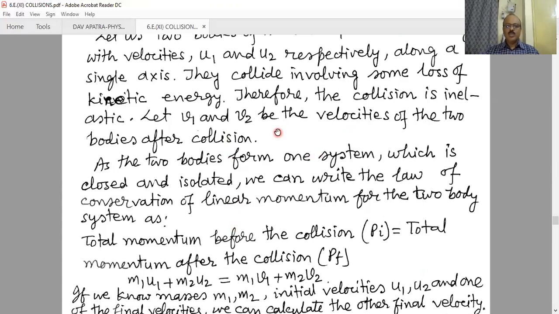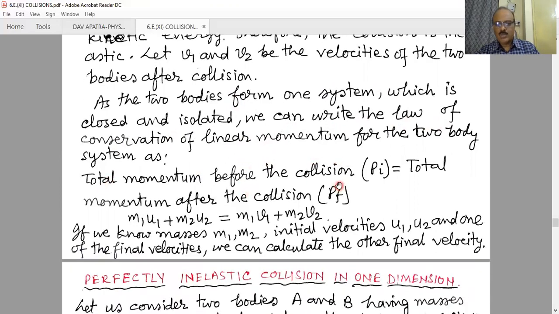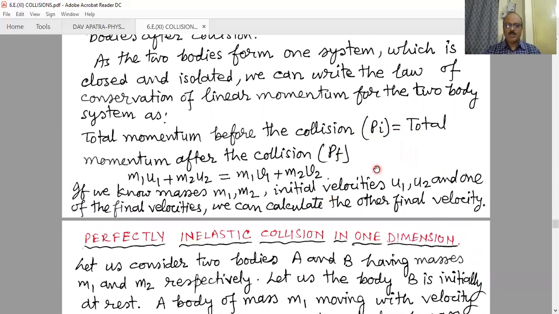Here we cannot use the law of conservation of kinetic energy. Some amount of kinetic energy is lost in other forms of energy like heat energy, light energy, etc. As the two bodies form a system which is closed and isolated, that means there are no other forces acting on the system, we can write the law of conservation of linear momentum for the two body system. Therefore the total momentum before collision equals the total momentum after collision. The law of conservation of linear momentum is always valid for all types of collisions. That is m1 u1 + m2 u2 = m1 v1 + m2 v2.